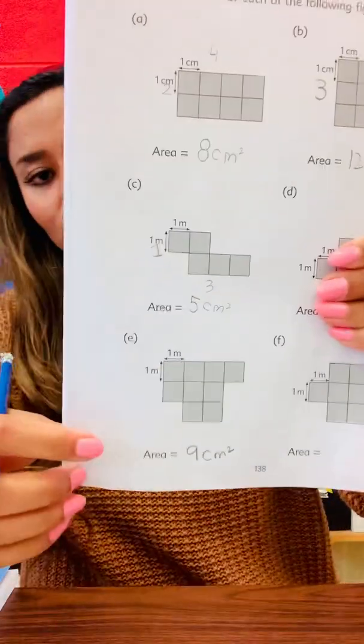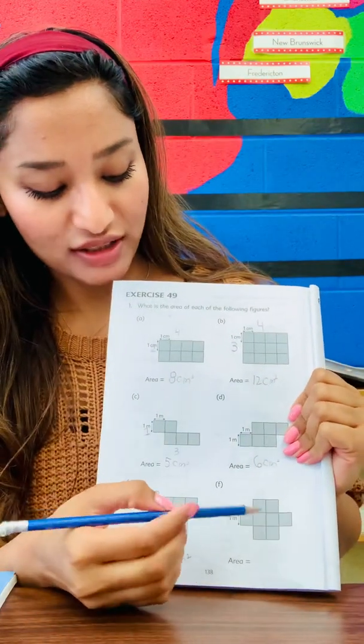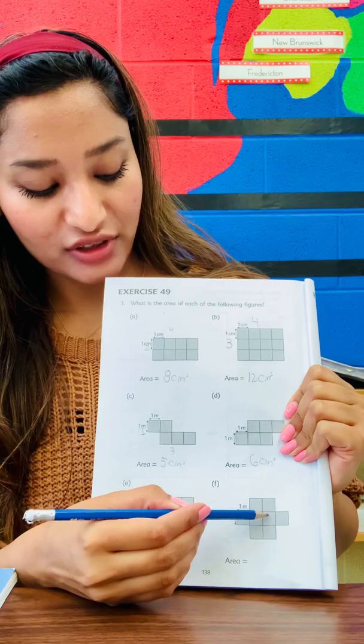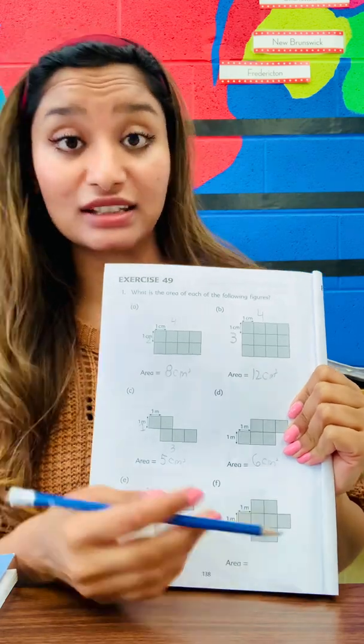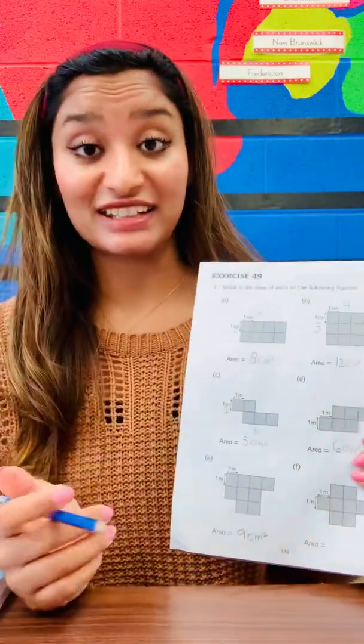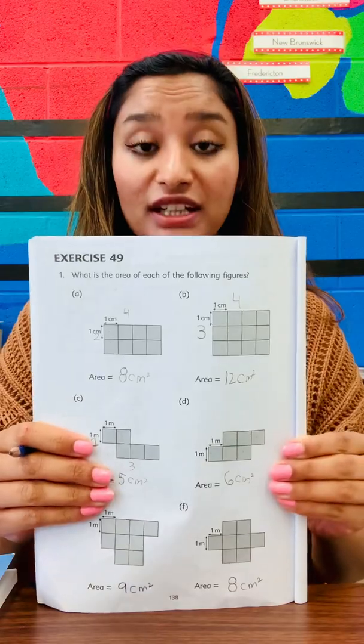I'm going to write it and I'll hold it up for you. Then let's do our last one. 1, 2, 3, 4, 5, 6, 7, 8. So the area of this figure is 8 centimeters squared. Okay, there we go. So this is our exercise for Monday.